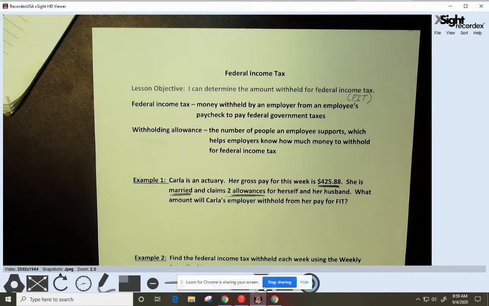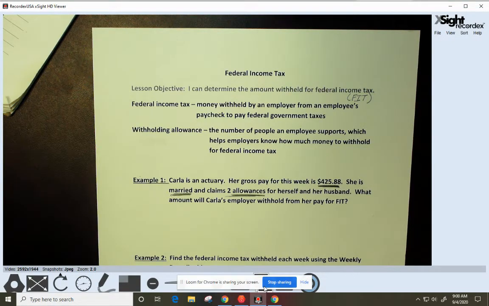Some people refer to the federal income tax as FIT, the FIT tax. Your federal income tax is money that your employer withholds from your paycheck to pay the federal government taxes, which are used for a wide variety of different things that they help support and put money into.